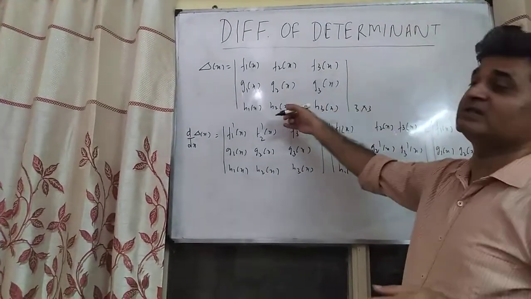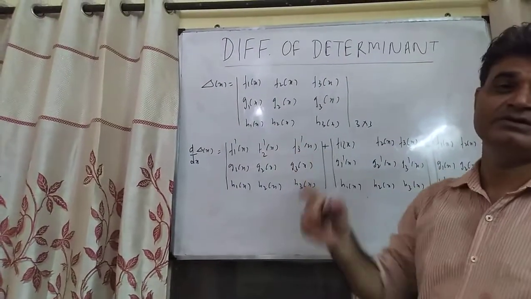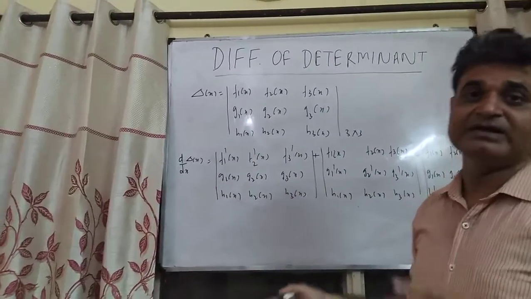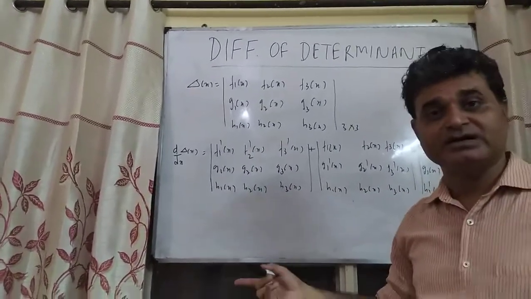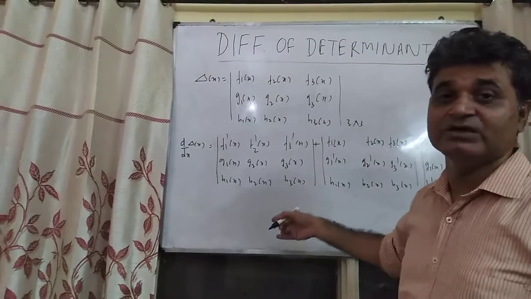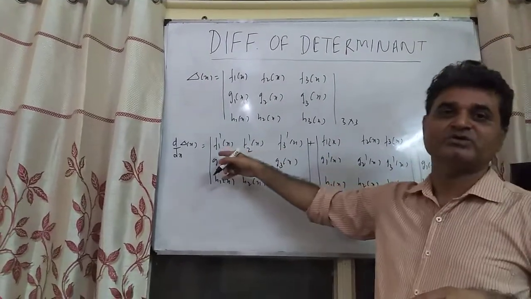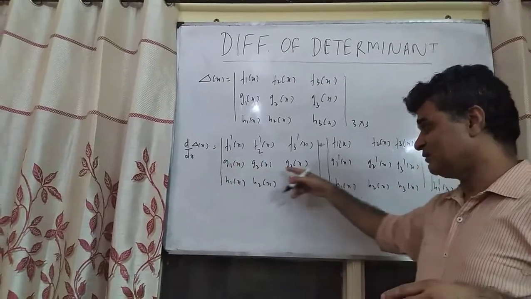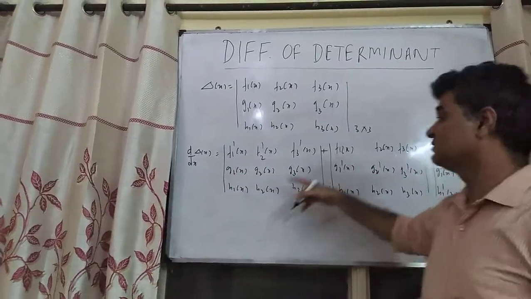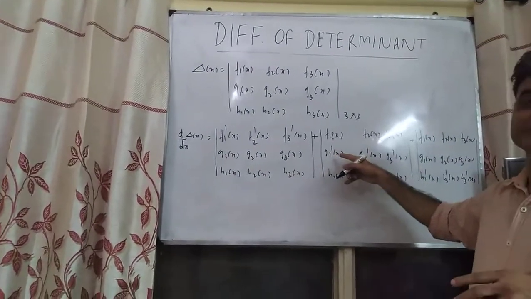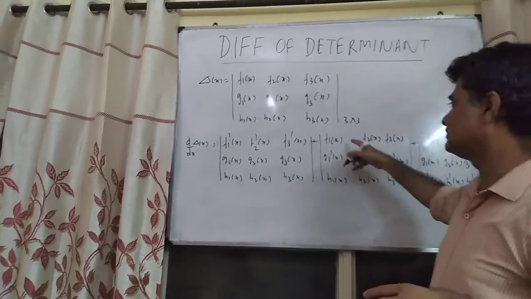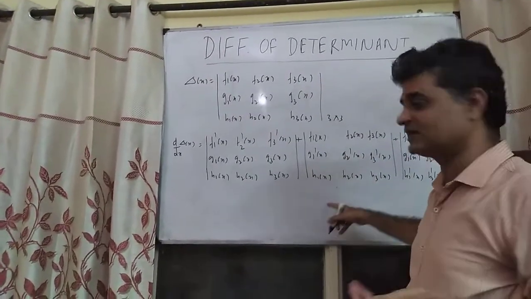Otherwise, first of all, you solve the determinant. Whatever things are coming, you can differentiate accordingly. But if you want to differentiate the determinant itself, then this is the procedure. First of all, you have to differentiate all the elements of the first row of the determinant. Remaining row elements will remain same. Plus, all the elements of the second row have to be differentiated. First row and third row elements will remain same.